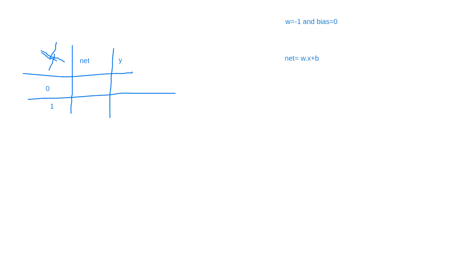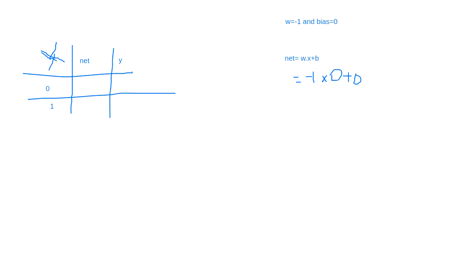Net, the formula we are going to use is W into X plus B. So let me show you one example. This will be equivalent to W, here given as -1, multiplied by X, the input, which is 0, plus bias, which is also 0. Fine. So since 0 is multiplied by -1, the resultant net here I am getting is 0.